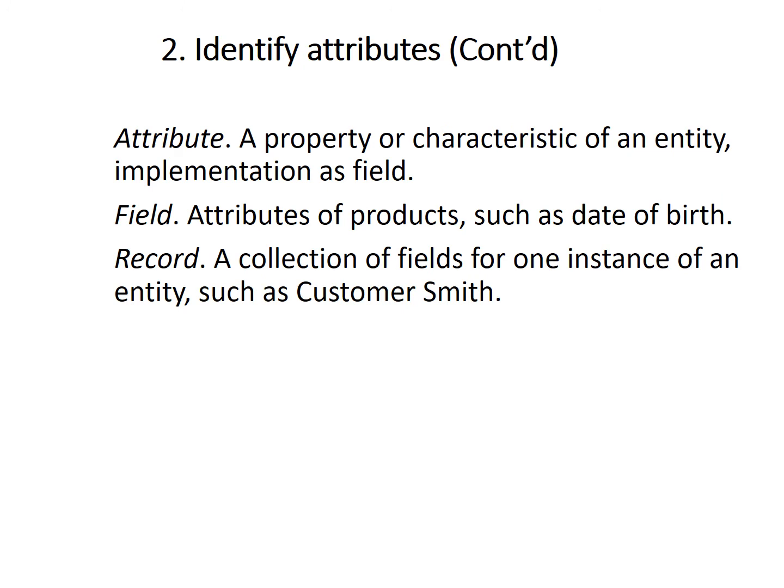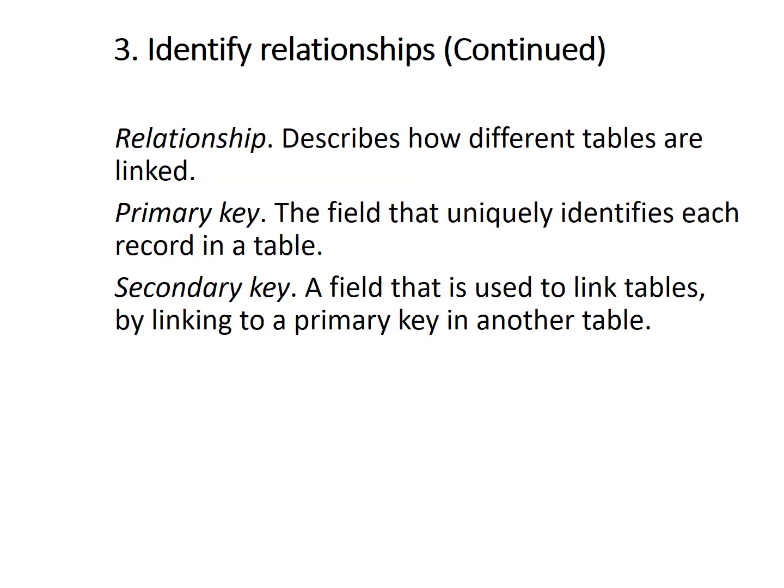And then, again, continuing with identifying attributes, an attribute is a property or characteristic of an entity. Implementation as a field. So each data entry within each database table is a field. Field here, an attribute of customers, such as date of birth. A record, a collection of fields for one instance of an entity, such as a customer, Smith. That could be a database table. And then we have the identifying relationships.